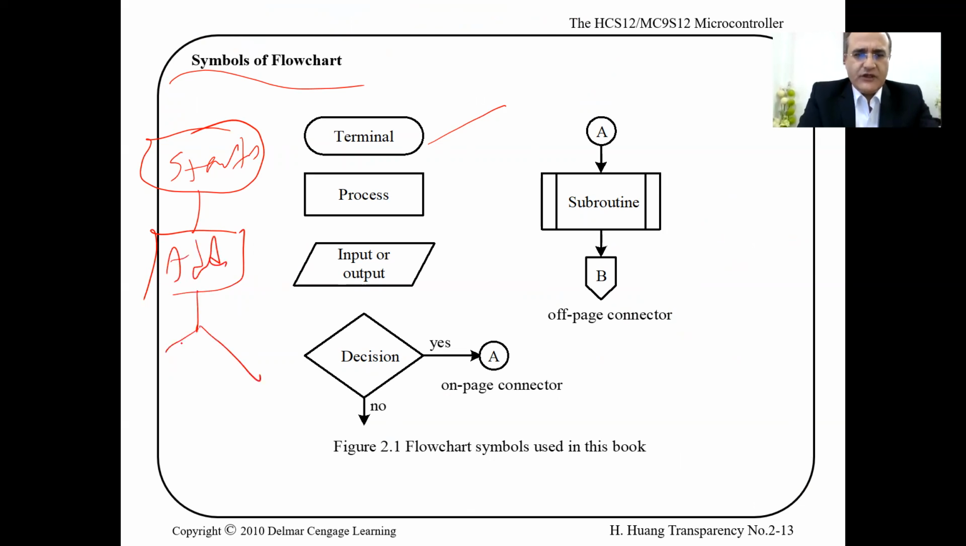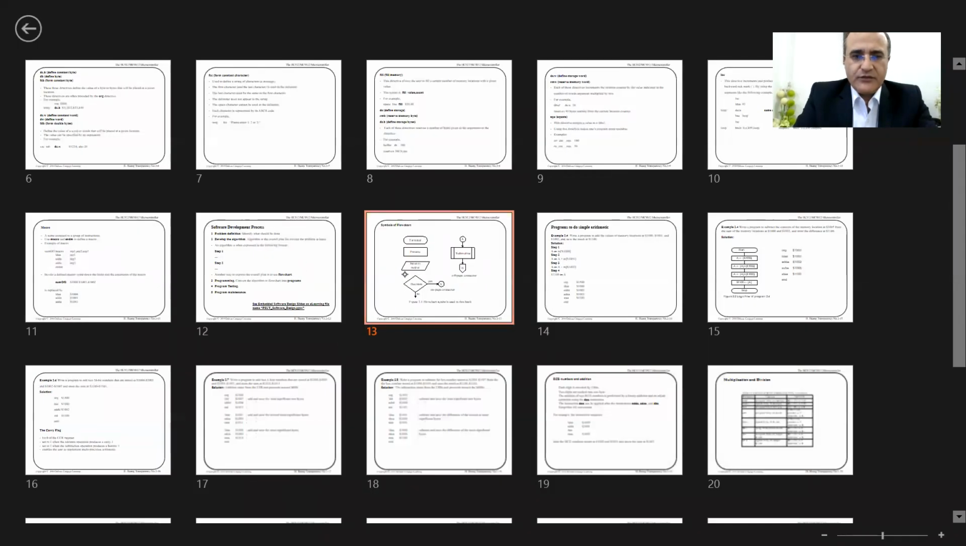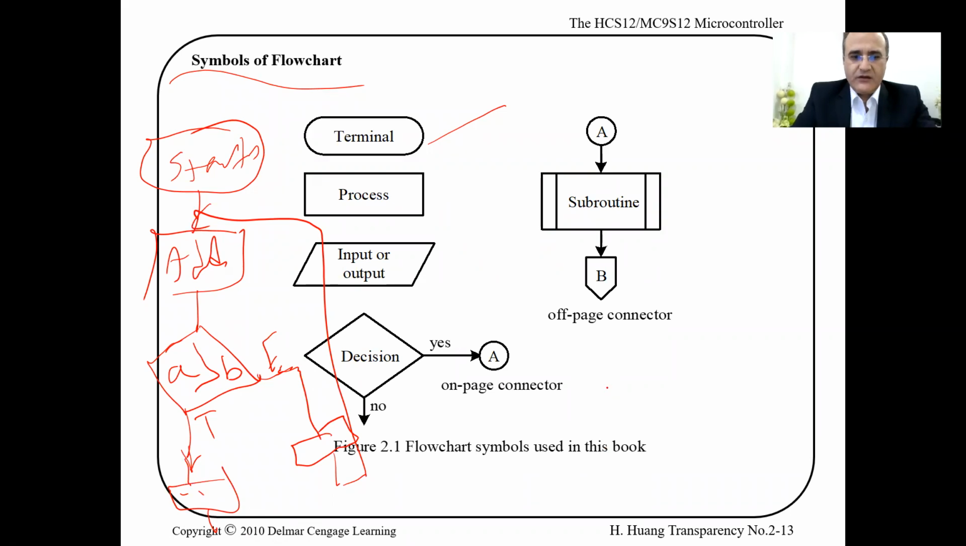Then you check if A is greater than B. If it's true, you do something. If false, you do something else, right? Or you can loop back to somewhere at the beginning, then you do something else, right? At the end, you end. Then you can terminate, right?